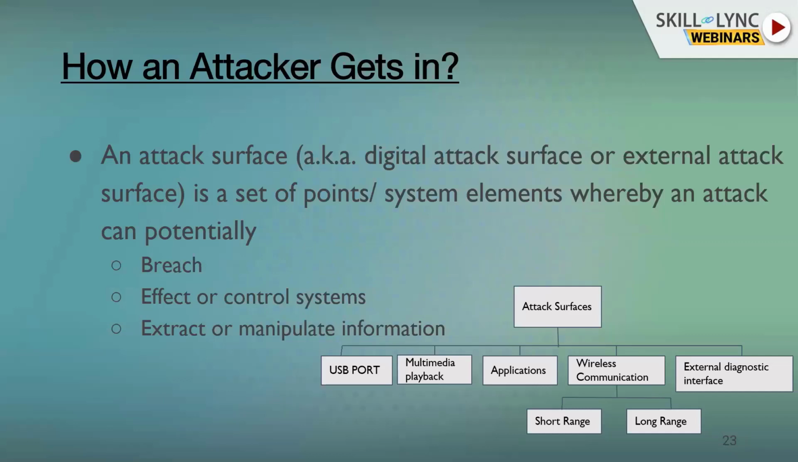Attack surface is a point which the attacker could exploit. So it could be anything. It could be your wireless communication protocol. It could be your USB port. It could be your multimedia playback, or your external diagnostic interfaces. It could be your application also. So an attack surface could be anything. In simple terms, an attack surface is a set of points or system elements whereby an attack can potentially breach, affect or control a system, or extract or manipulate information. That is the formal definition of the attack surface.